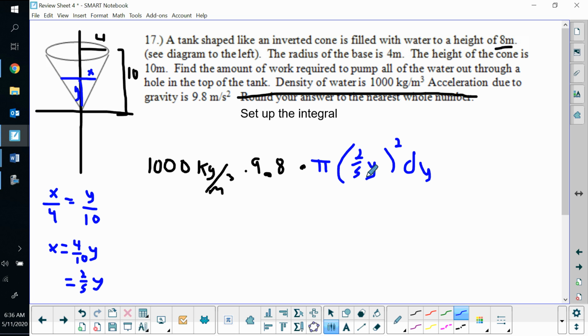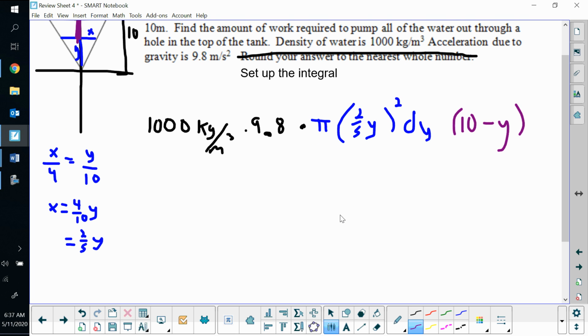And then we have to do the distance. Well, our distance that we would travel is this length here. It starts out as 10, and we're chopping off y, so we would want 10 minus y for our distance.